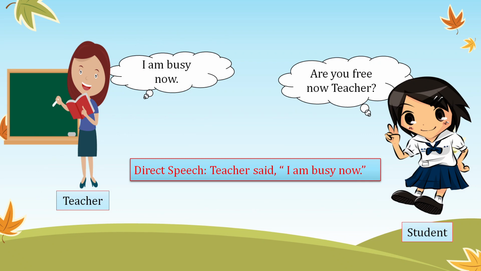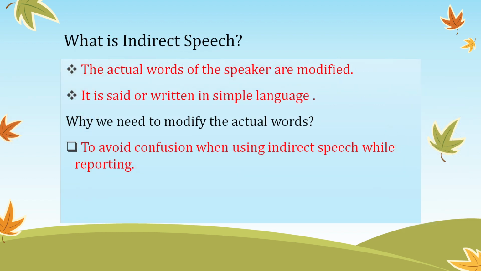Let's take the second example once again. The student asked, "Are you free now, teacher?" And the teacher responded, "I am busy now." The student is going and reporting the teacher's sentence to the third person. And the student will say, "Teacher said, I am busy now." Again, you can see we haven't made any change in the narration done by the teacher. So this is again your direct speech.